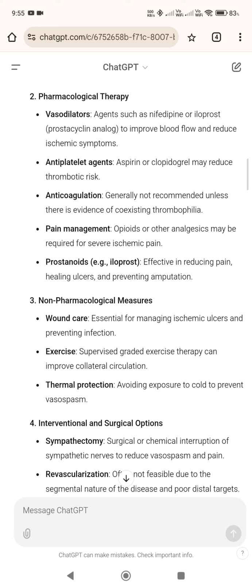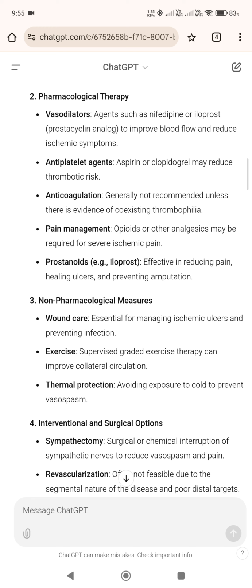3. Non-pharmacological measures. Wound care, essential for managing ischemic ulcers and preventing infection. Exercise, supervised graded exercise therapy can improve collateral circulation. Thermal protection, avoiding exposure to cold to prevent vasospasm.